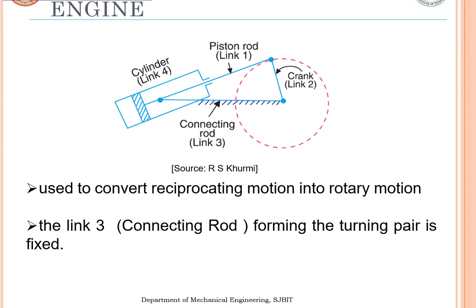So further, if you take the cylinder and the connecting rod, which has a piston rod, it is used to convert reciprocatory motion into rotary motion. Here you can see the connecting rod is fixed. Link 3, the connecting rod forming the turning pair, is fixed, and you see the crank rotates and the piston rod reciprocates inside the cylinder. The connecting rod is fixed, and the piston rod is movable inside the closed cylinder.